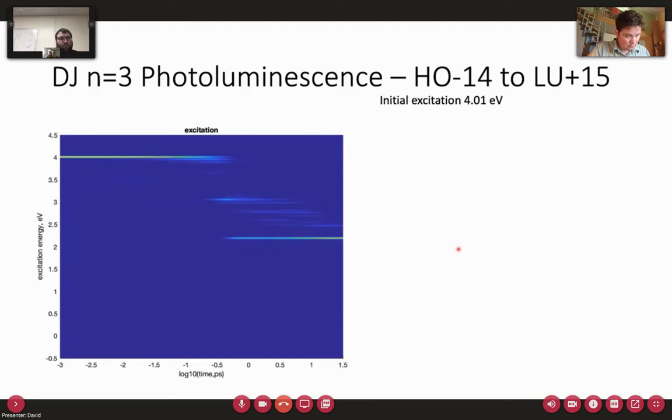And we see that around... I don't know what minus 0.5 is in logarithm... around less than 1 picosecond, we start to see a transition from the peak at the initial transition down to the peak around the band gap.